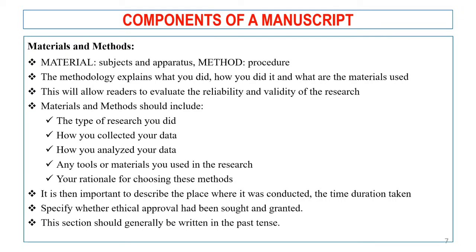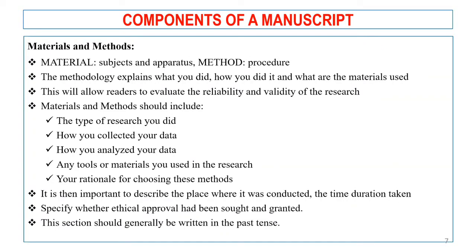Okay, if any reader is checking your materials and methods part, then that reader can evaluate the reliability and the validity of the research. If your research methodology part is not good, then you won't get that much reliability and validity on the research. That's why you have to clearly mention the materials and methods used in your research.